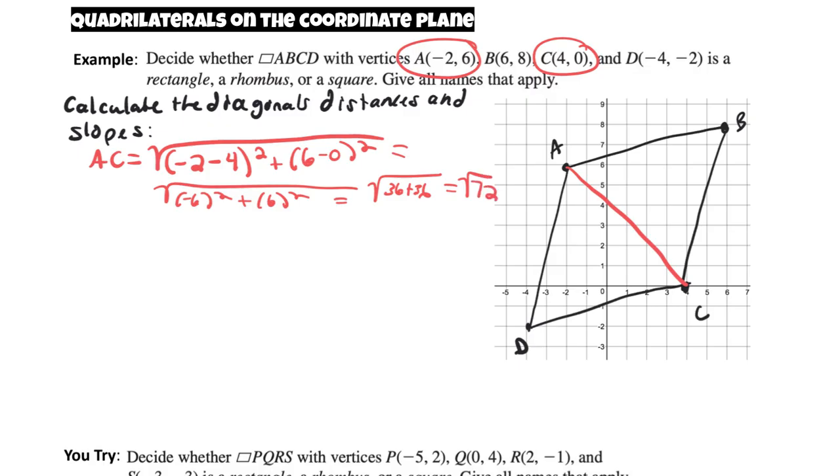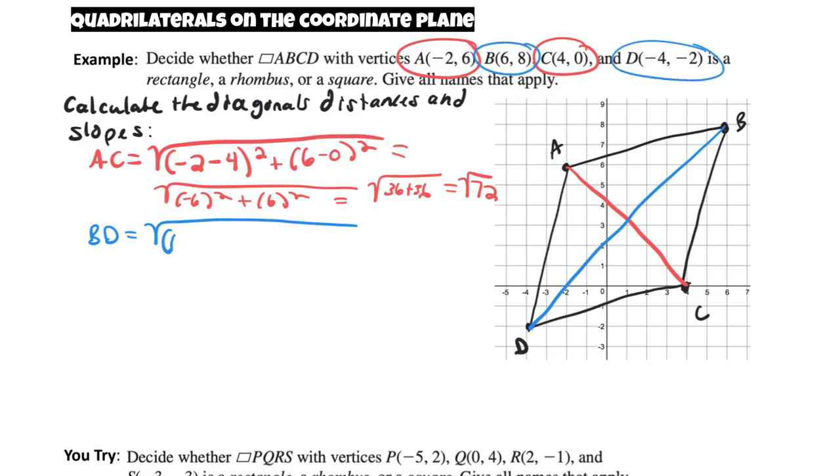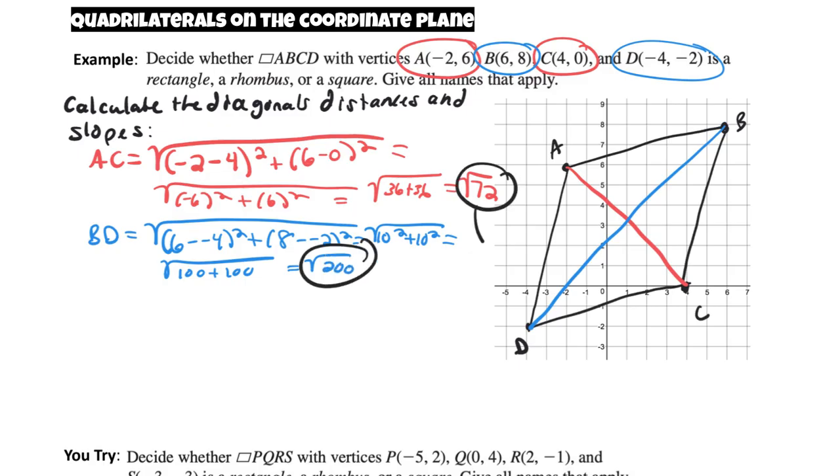Then we're going to do the same thing from B to D. So 6 minus -4 squared plus 8 minus -2 squared. So 10 squared plus 10 squared. So that's the square root of 100 plus 100. So the square root of 200. All right, so we've just shown that it's not a rectangle, right? Because they're different lengths. And therefore we've shown it's also not a square because they're different lengths.